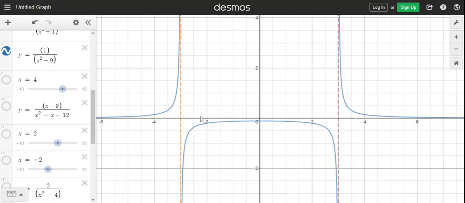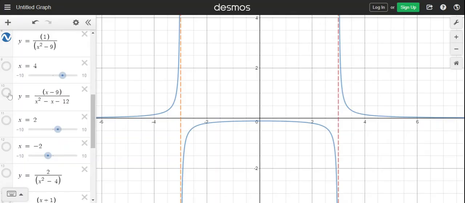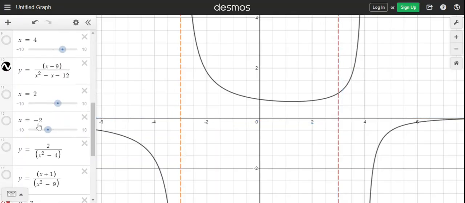Again, horizontal asymptote is y equals 0, or the x-axis, but the vertical asymptotes are x equals 3 and x equals negative 3. Let's have a look at another rational function. The top is linear, bottom is quadratic. So let's see how this one looks like.